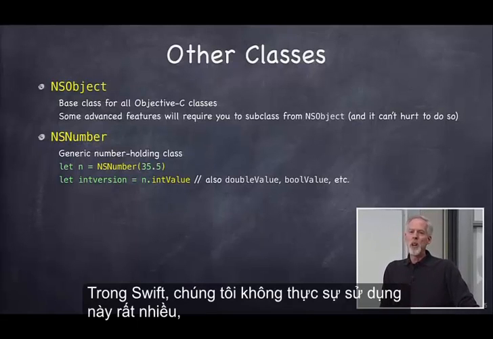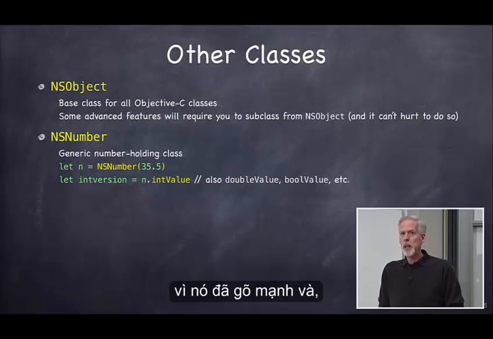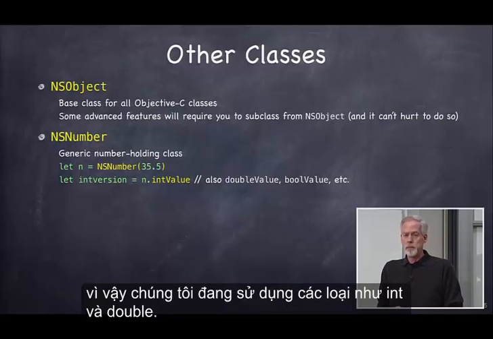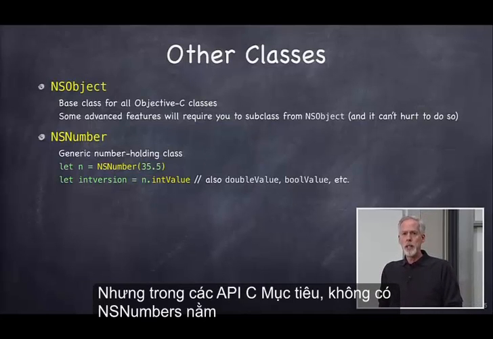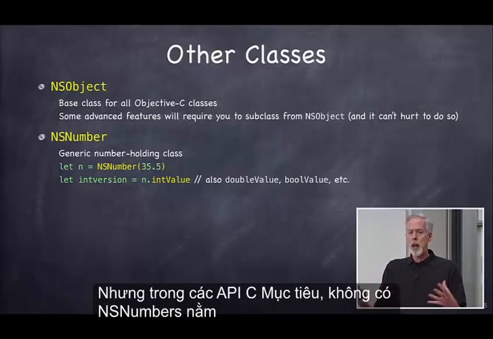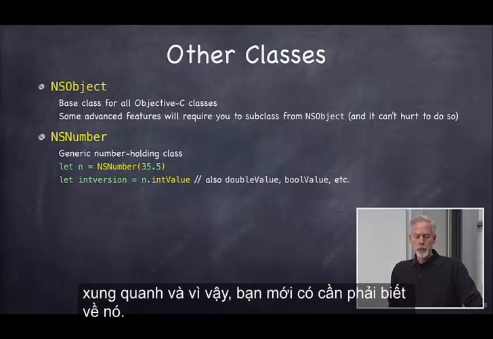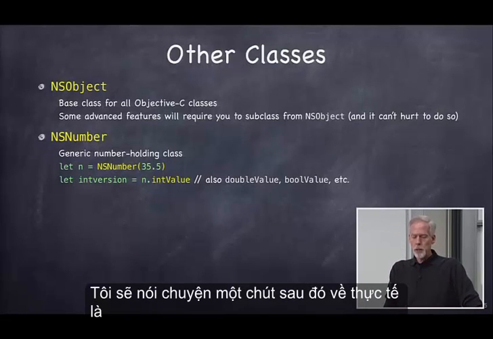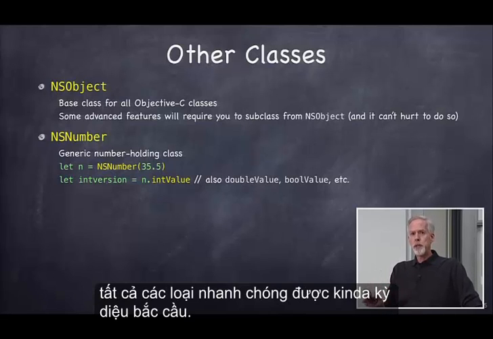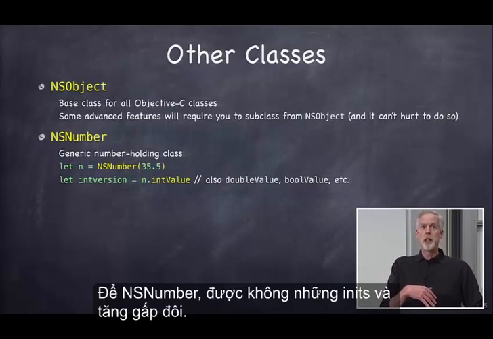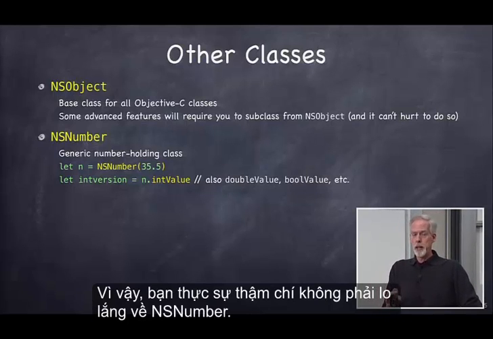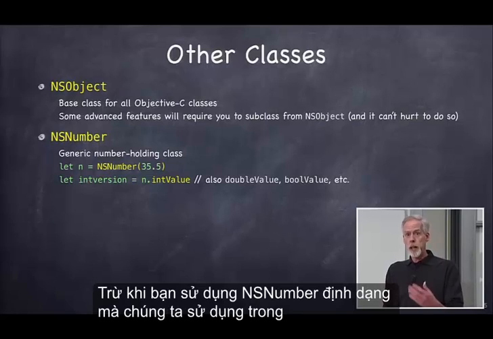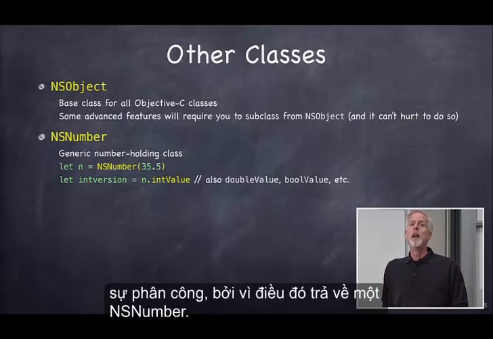In Swift, we don't really use this very much because it's strongly typed, and so we're using types like Int and Double. But in Objective-C APIs, there are NSNumbers lying around. And so you kind of need to know about it. I'm going to talk a little bit later about the fact that all those Swift types are kind of magically bridged to NSNumber, those Ints and Doubles. So you really don't even have to worry about NSNumber unless you're going to use something like the NSNumberFormatter that we used in the assignment, because that thing returns an NSNumber.